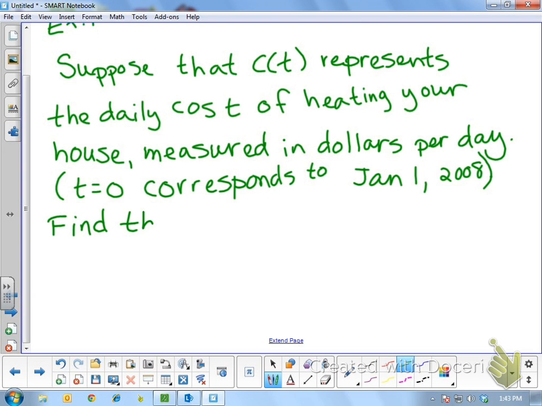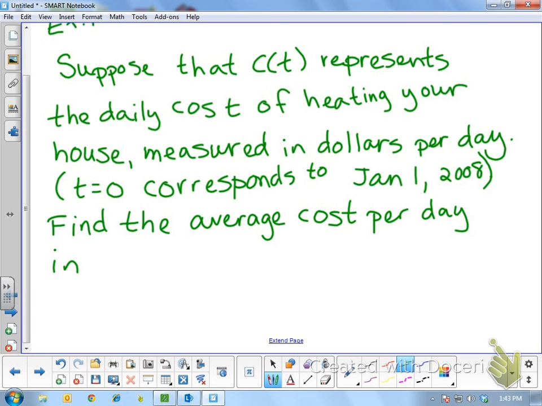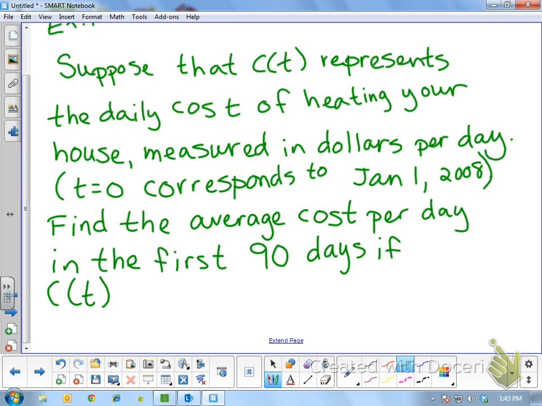Find the average cost per day in the first 90 days if C of t equals 2x cubed minus 5x plus 20.